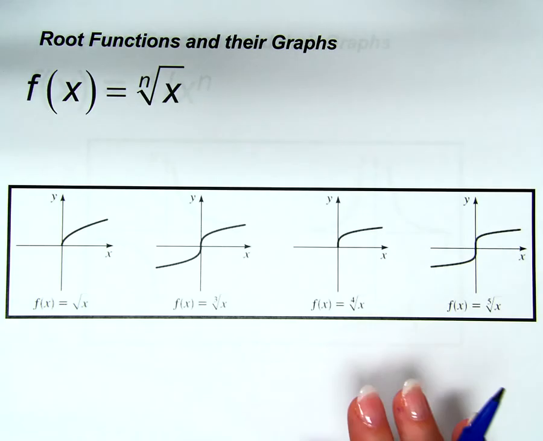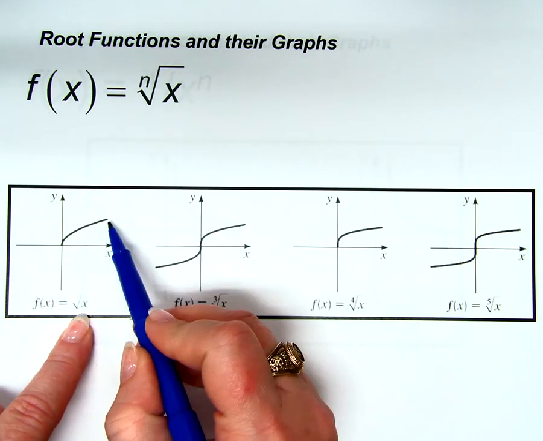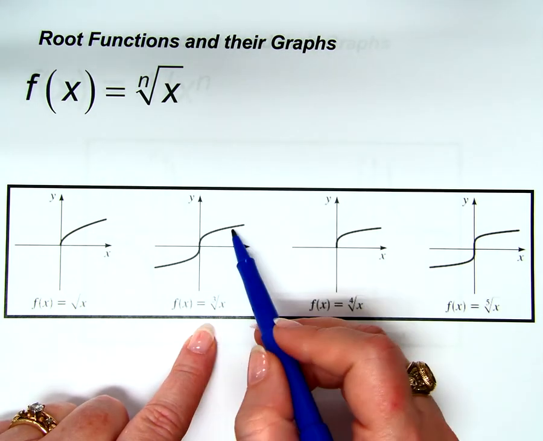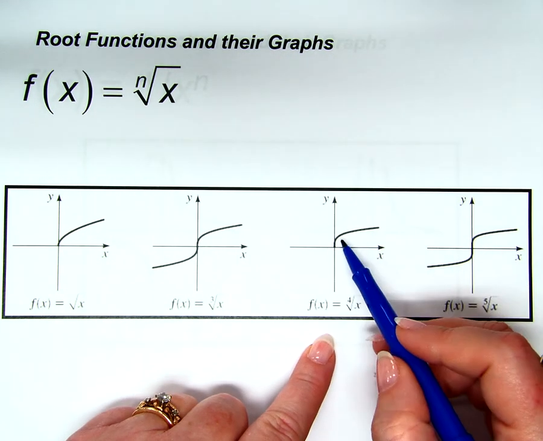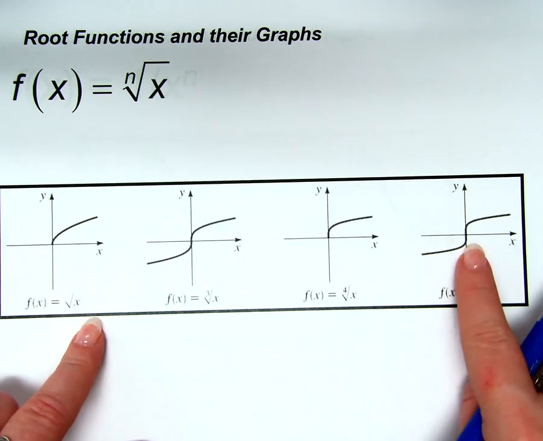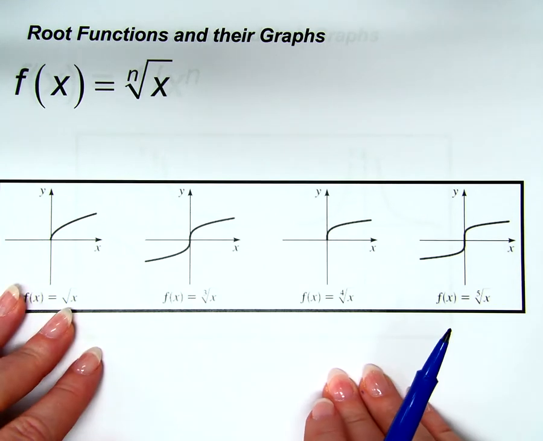Let's see, root functions. Okay? Square root function. Cube root function goes both directions. Fourth root function, very similar to a square root. Fifth root function goes both directions. So again, very similar to a cube root function. Okay?